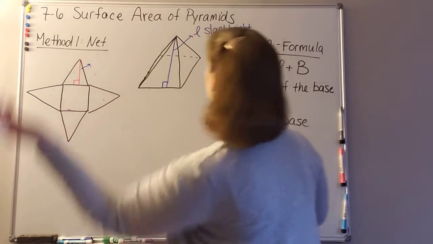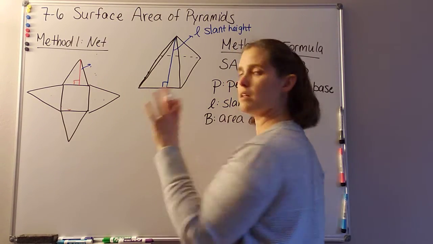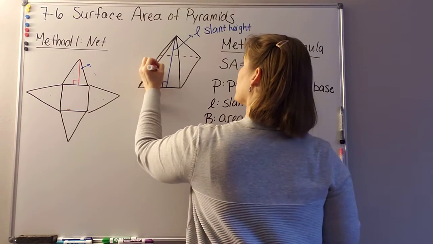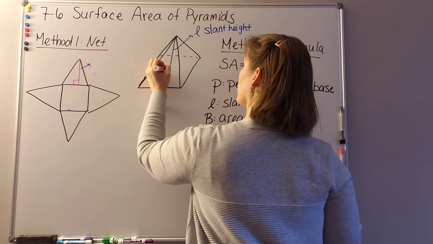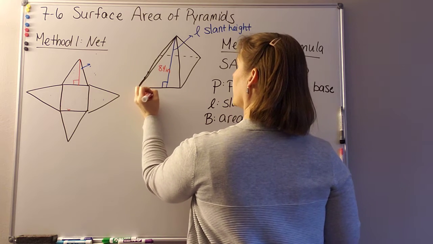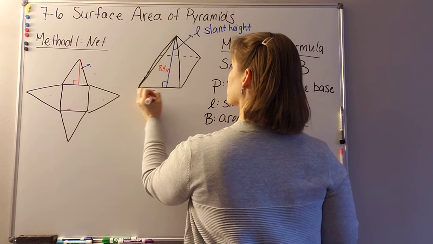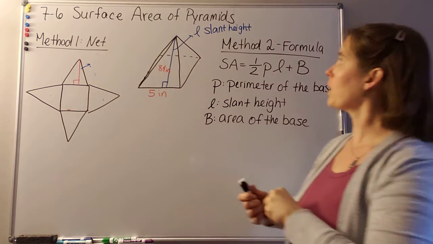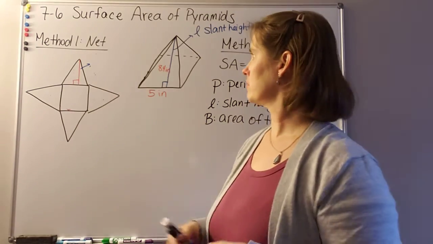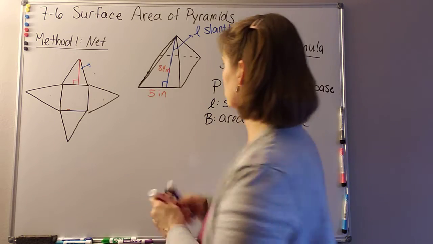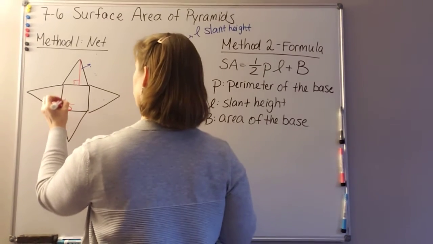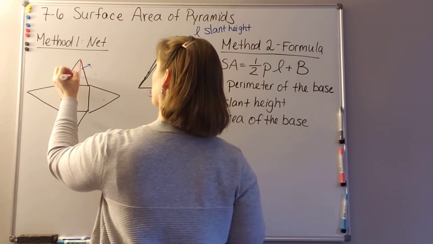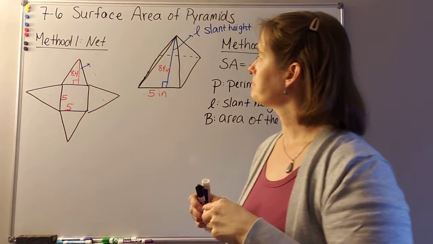All right. Let's be a little bit more challenging because you never know when you might see a decimal. Let's say our slant height is 8.4 inches and our base side is 5 inches, okay? Well, we're going to have the same net drawing. My square sides are 5 and 5. My slant height here, or my height of my triangle, is 8.4. Now we got to solve.